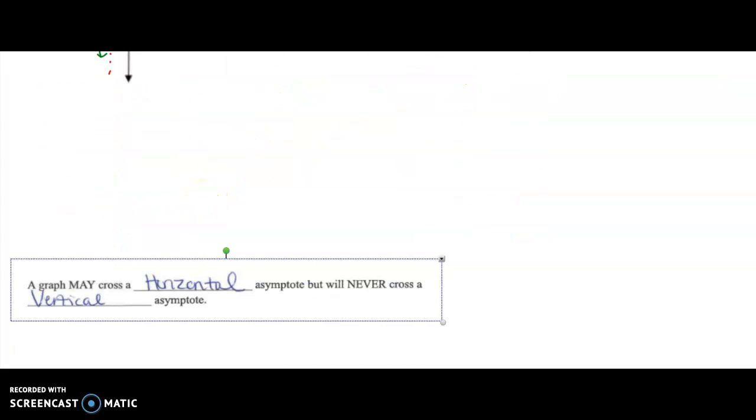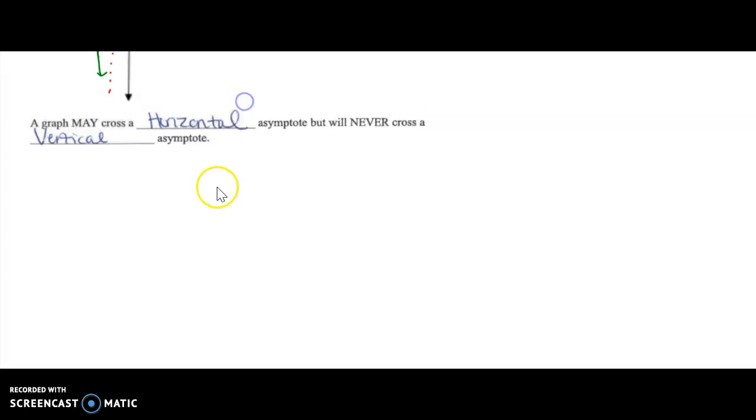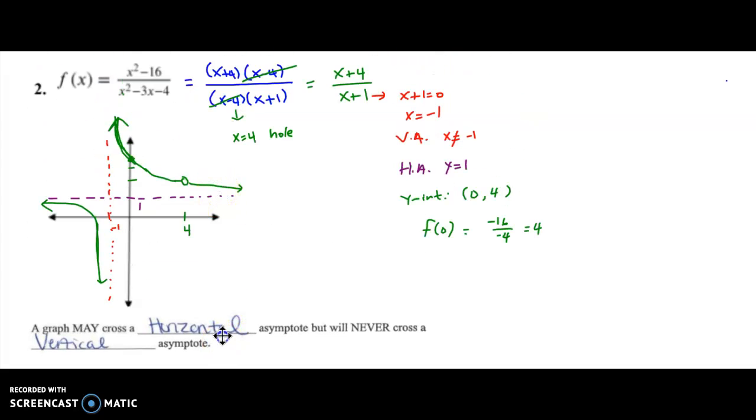There's a quick reminder here, and I'm going to drag this up. A graph or a curve may cross a horizontal asymptote. It's actually possible that it can jump over the horizontal asymptote, but it will never cross a vertical asymptote. So it's possible to cross a horizontal asymptote, but it'll never cross a vertical asymptote.